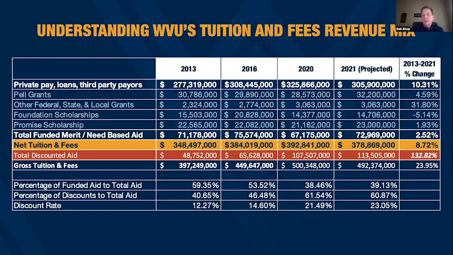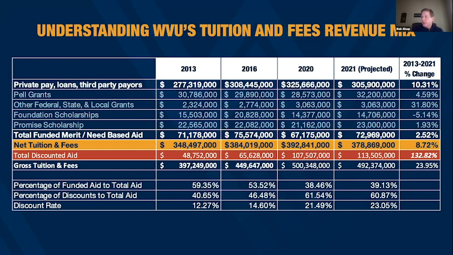You can also see that the total discounted aid has grown from 48 million up to a projected 113 million this year. Again, that's where we've had to grant more unfunded scholarships or discounts to our students. And when you look at our gross tuition and fees, you go from 2020, where there's $500,348,000 in total gross tuition and fees, down to 492. So again, given COVID and some enrollment trends, we've seen a decline in those tuition dollars as we move forward.